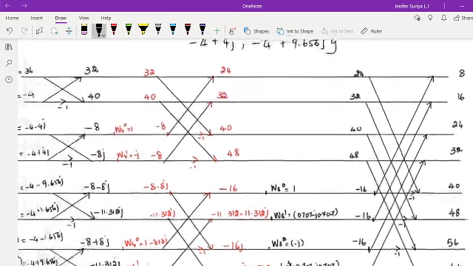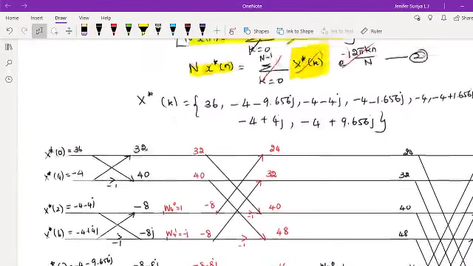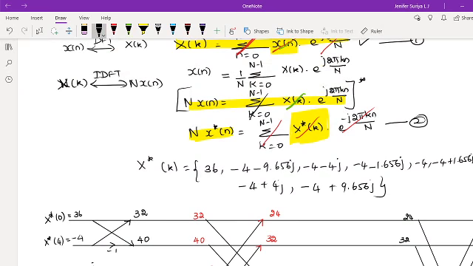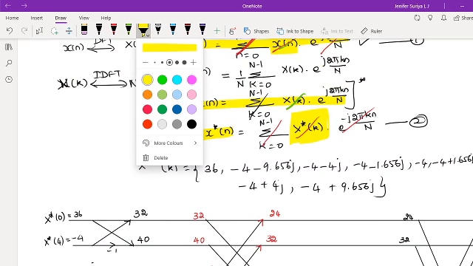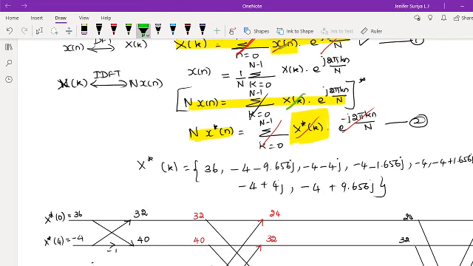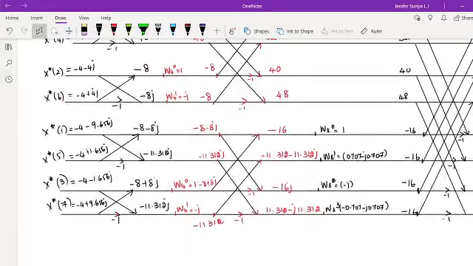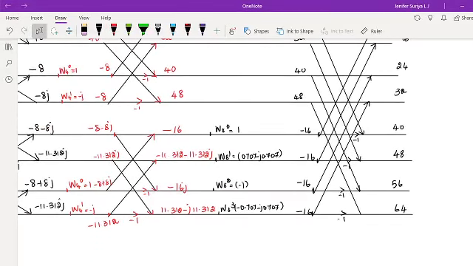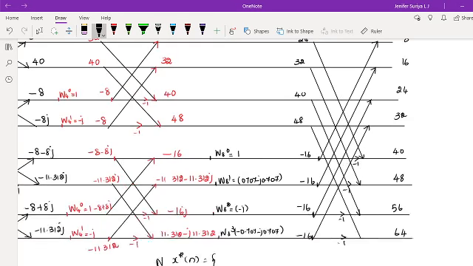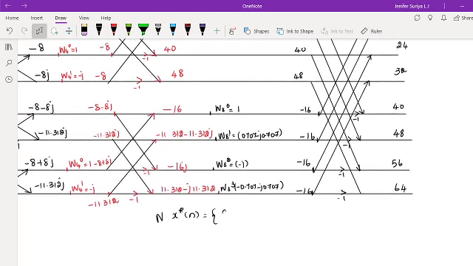And in the beginning, we expressed the input as x star of k in the butterfly diagram. We are going to calculate, but from the butterfly diagram we will find N into x star of n. So your available answer is N into x star of n. So I am going to write the answer: N into x star of n is equal to, the first value we got as 8, 16, 24, 32, 40, 48, 56, 64.